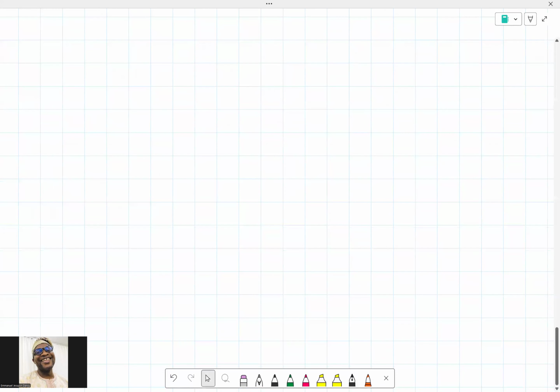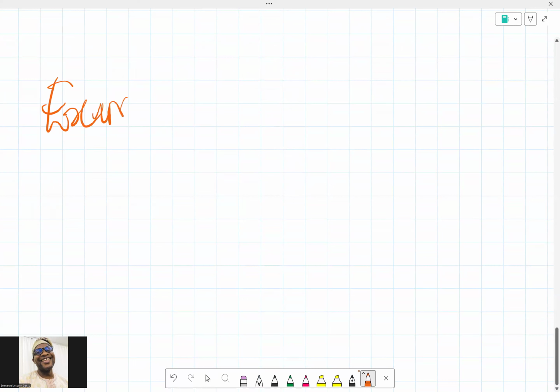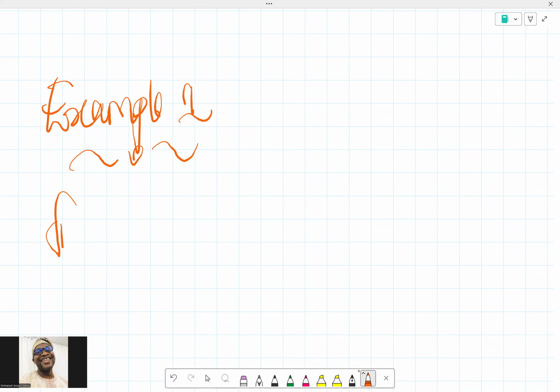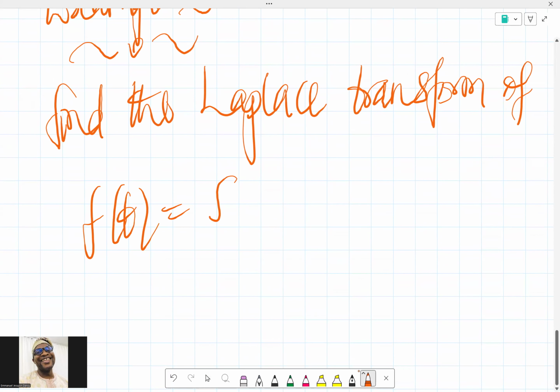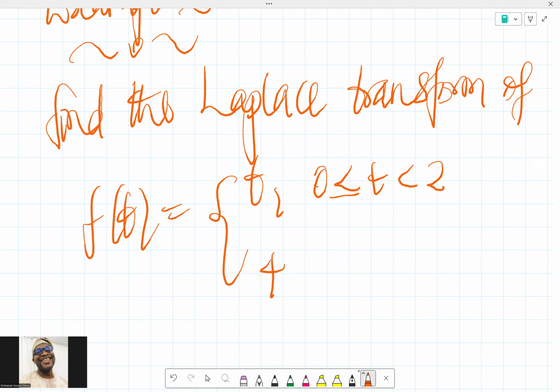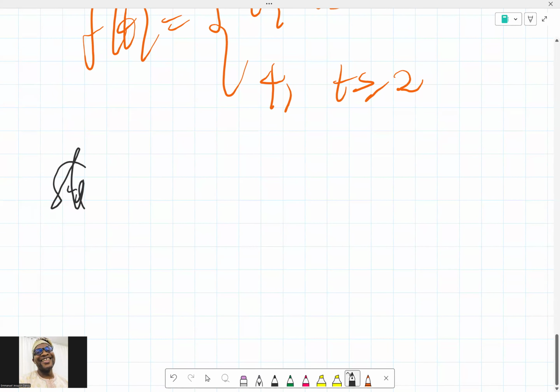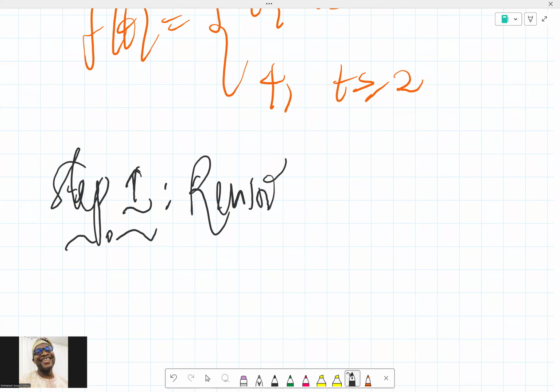So let's take an example. Example 1: find the Laplace transform of f of t, which is t for 0 less than or equal to t less than 2, and it's 4 for t greater than or equal to 2. So step 1, we have to rewrite using Heaviside functions.